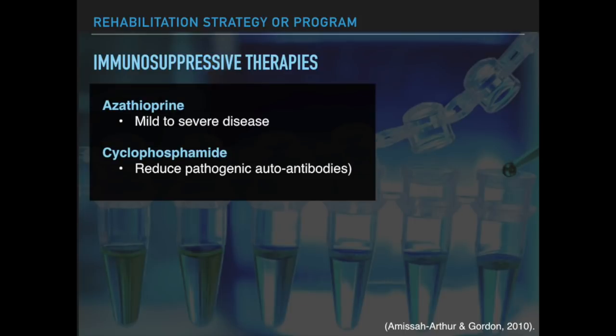Immunosuppressive therapies are used to reduce the amount of steroids that are administered, as well as to reduce organ damage and inflammation in patients. Azathioprine is used for mild to severe disease states. It is also a steroid-sparing agent. As well, there is cyclophosphamide, which reduces the production of pathogenic autoantibodies by causing cell death of B and T cells. The best results are achieved through IV pulse therapy.